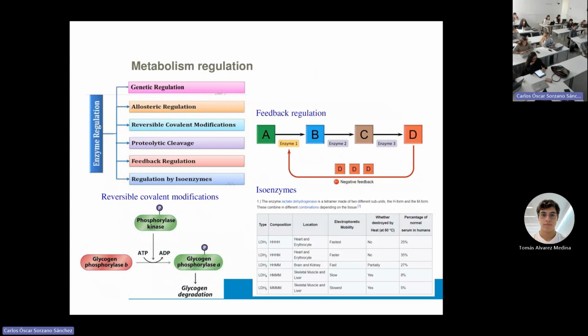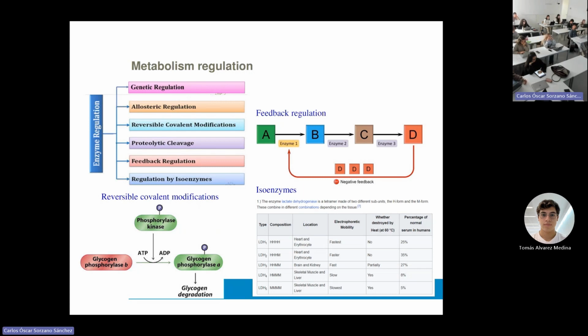So this is another way of regulating, that is isoenzymes. For instance, this protein, lactate dehydrogenase, is a tetramer. It has 4 monomers that are bound into a single protein, but the different subunits have 2 forms: an H form and an M form.